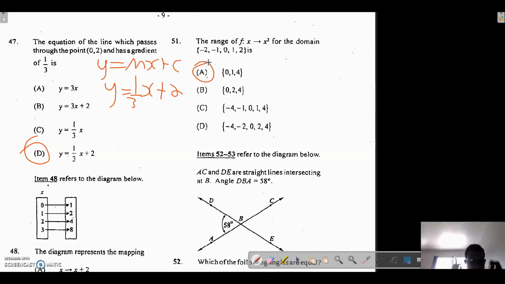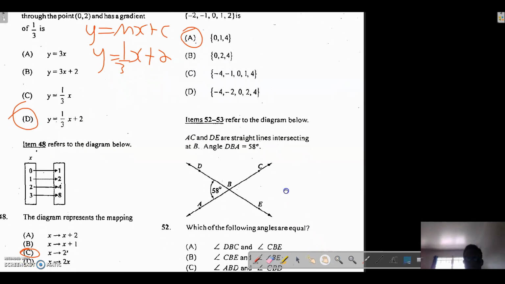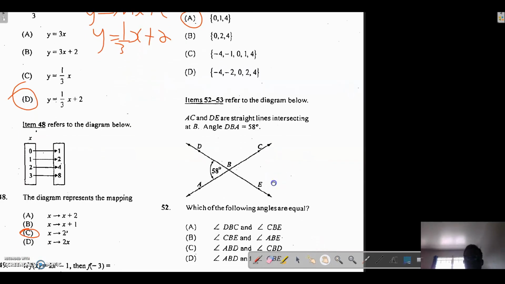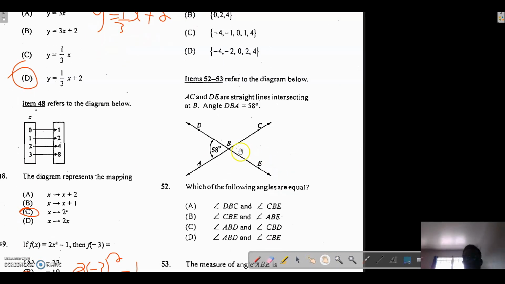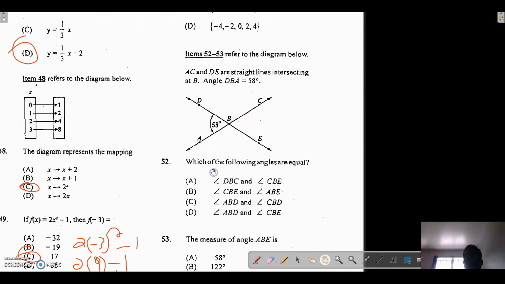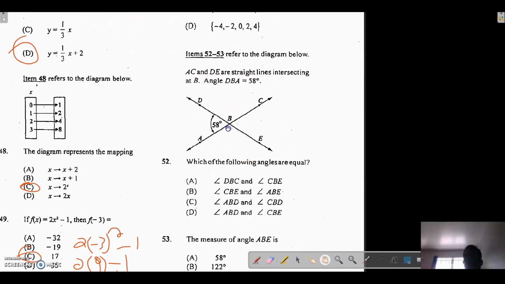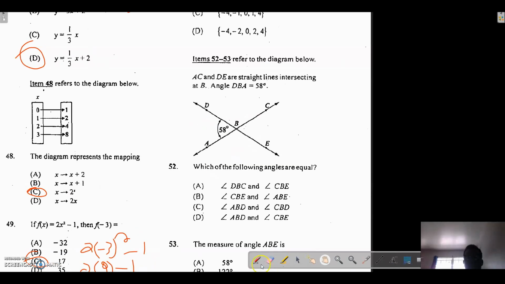Moving to question 52. It refers to the diagram below. It says AC and DE are straight lines intersecting at B. Angle DAB is 58 degrees. So this is 58 degrees. Which of the following is true? Now when lines intersect like this, what normally forms is what you call vertically opposite angles. And vertically opposite angles are equal. So it means if over here DBA is 58, it means that CBE is also 58. That is true.